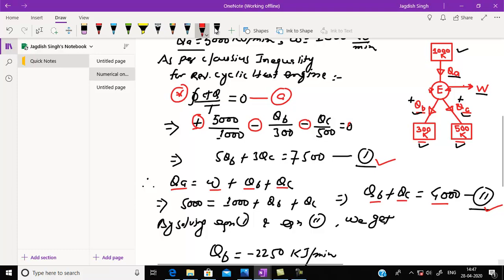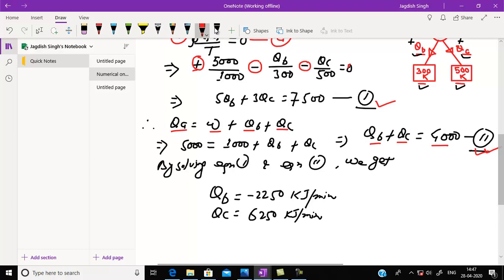This is equation number 1, equation number 2, and after solving equations 1 and 2, what you observe here is QB is equal to minus 2250 and QC is equal to 6250, right? This QB is equal to minus 2250 kilojoule per minute and QC is equal to 6250 kilojoule per minute. So what is the significance of this negative sign? This is very important.